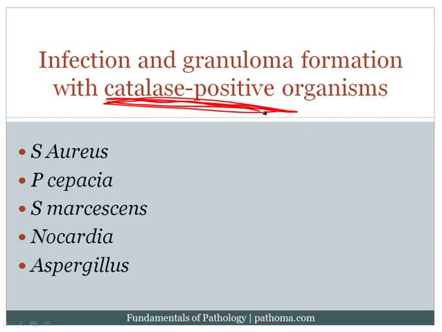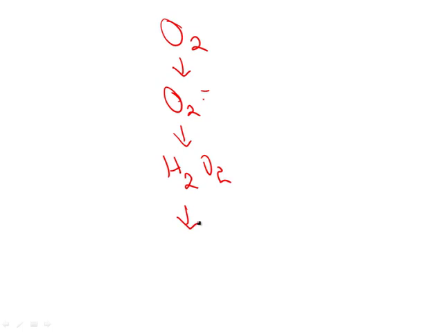So can we just go back to a whiteboard for a minute, and let me go back through these reactions again. You remember that oxygen is going to form superoxide, and then superoxide is going to form hydrogen peroxide, and then hydrogen peroxide is eventually going to form bleach, right?